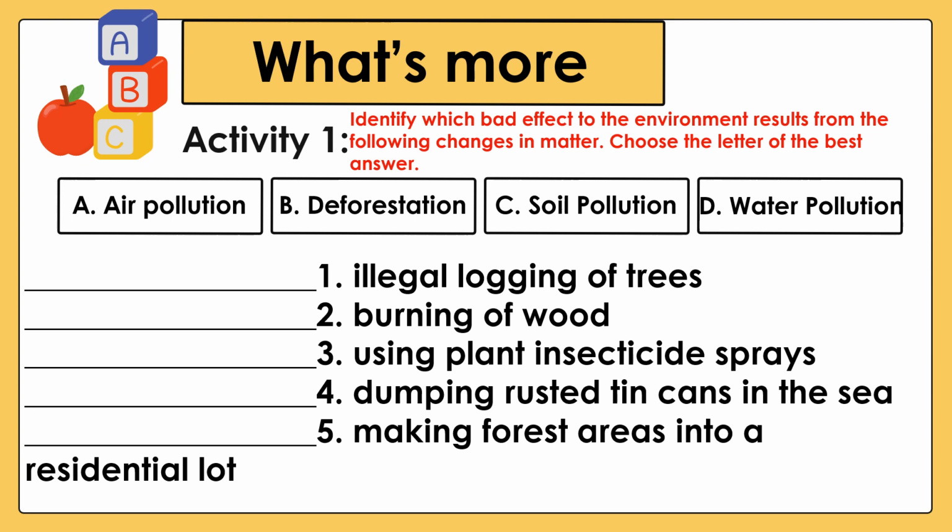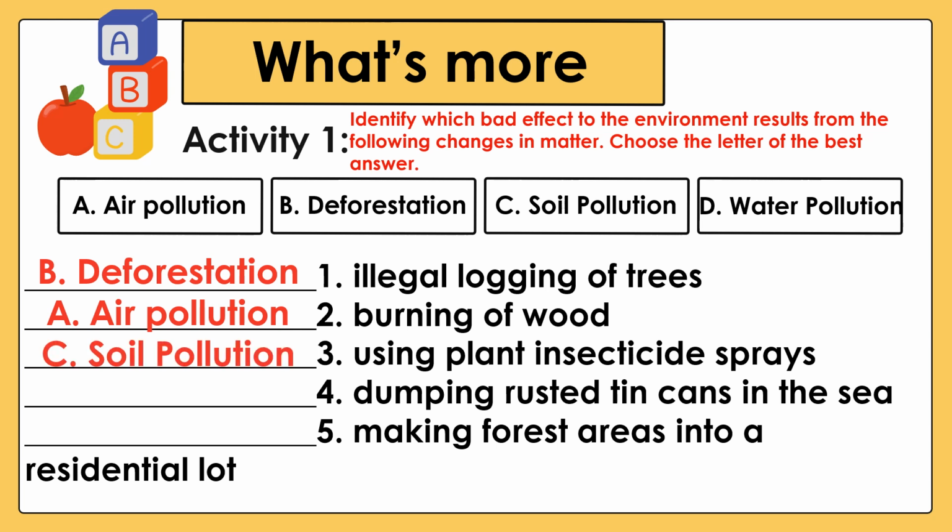Number 1. Illegal logging of trees. The answer is letter B. Deforestation. Number 2. Burning of wood. The answer is letter A. Air pollution.